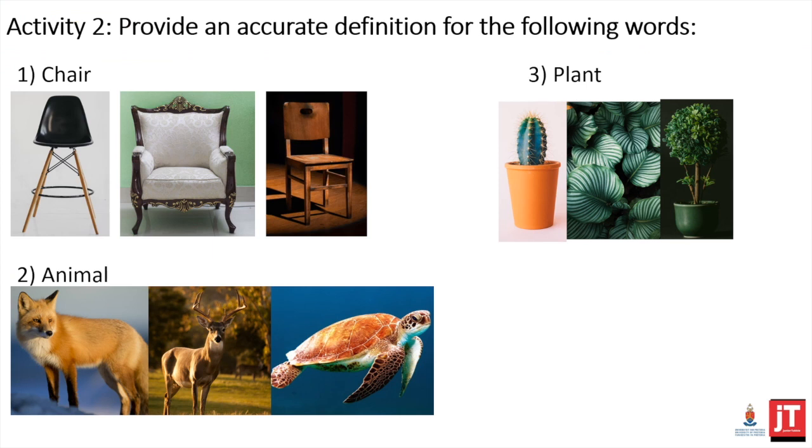For activity 2, it asks you to provide an accurate definition for the following words: chair, animal, and plant. And at first you might think, well, this is so easy. I'll just grab a dictionary. Don't you dare. Okay, put that dictionary down. And you'll see that I purposely tried to find words that were as vague as possible. Look at these chairs, guys. Really look at them for a second.